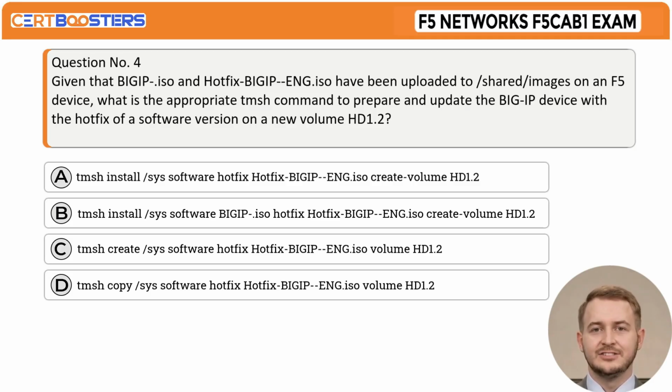A. tmsh install /sys software hotfix hotfix-bigip-eng.iso create-volume hd1.2. B. tmsh install /sys software bigip-iso hotfix hotfix-bigip-eng.iso create-volume hd1.2. C. tmsh create /sys software hotfix-bigip-eng.iso volume hd1.2. D. tmsh copy /sys software hotfix-bigip-eng.iso volume hd1.2.